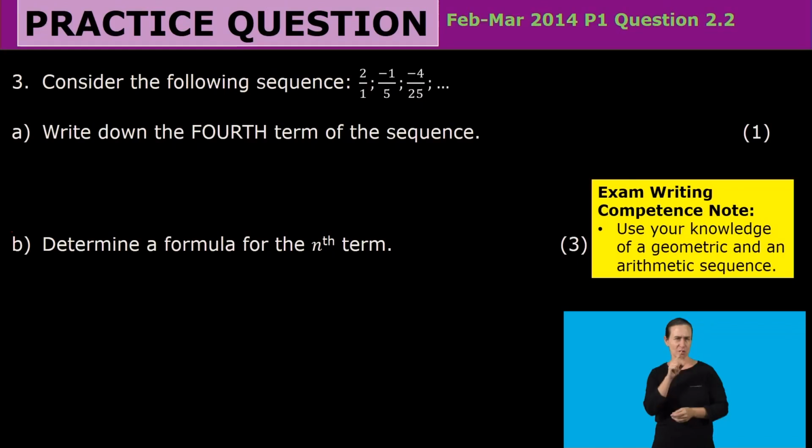So the third question there says, consider the following sequence. We have 2 divided by 1, then we have negative 1 divided by 5, and then we have negative 4 divided by 25.